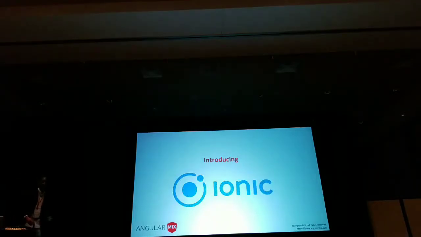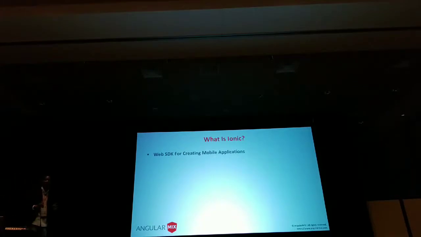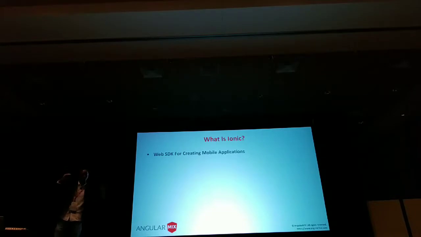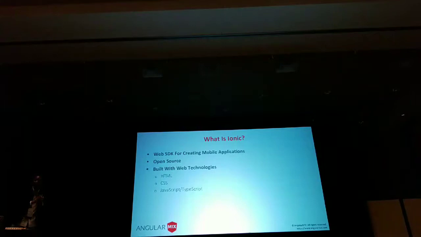And this is where Ionic comes in. What is Ionic? Now, Ionic is a web SDK for creating mobile applications. So Ionic is sort of like a bootstrap that sits on top of that stack that then gives you this reusability. It allows you to write one component, but that component, depending on what platform it's on, will automatically change and adapt and look like what the user is expecting. It's open source. It's built with web technologies, HTML, CSS, and JavaScript, so keeping everything consistent.